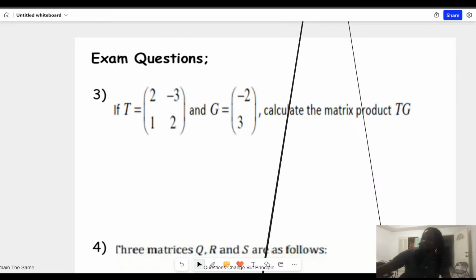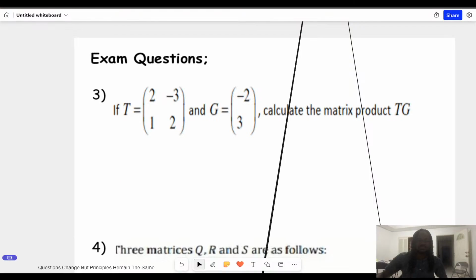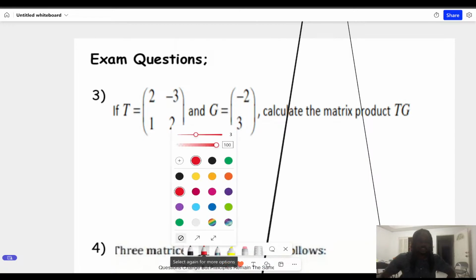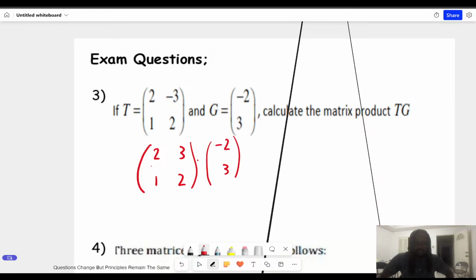All right, let's go. So TG, if they give us TG, you know what that means? That means T comes first, followed by G. So what is my T? What is my G? -23. T is negative. Okay, thank you, ma'am.